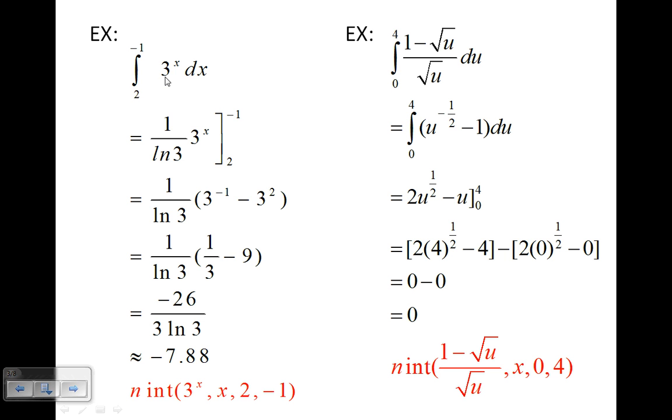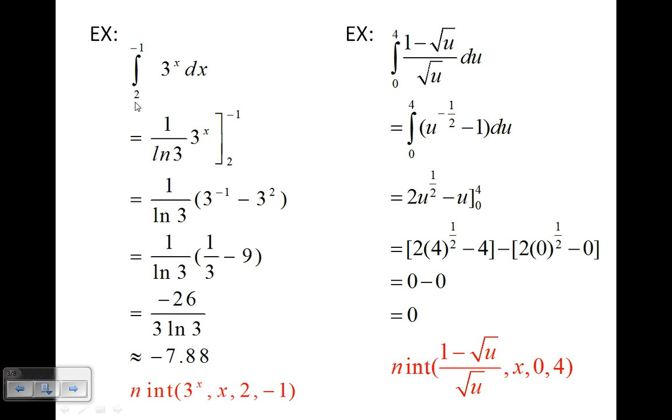So here we have a constant raised to a variable. If you think back to derivatives, it was a to the u, and the derivative of a to the u was a to the u times ln of a times the derivative of the exponent, du. So the opposite, instead of multiplying by ln of a, we're dividing by ln of a, or multiplying by 1 over it. Okay, so this is my antiderivative.